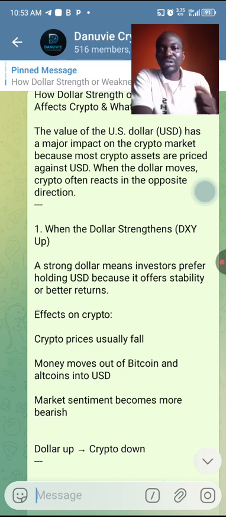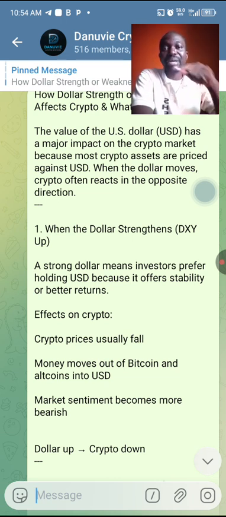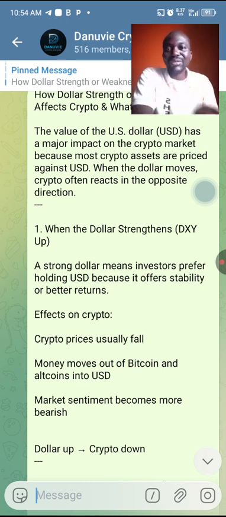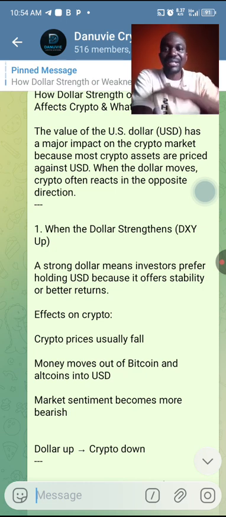So if the dollar is weakening, the pair is usually Bitcoin USD or Bitcoin USDT. Now, if the dollar is gaining strength, you will see that the chart of Bitcoin is going to be going down, which means the price of Bitcoin is going down, because in that current market, people are changing their Bitcoin into US dollar. That's why the US dollar is gaining over Bitcoin, and that's why the prices are going down.